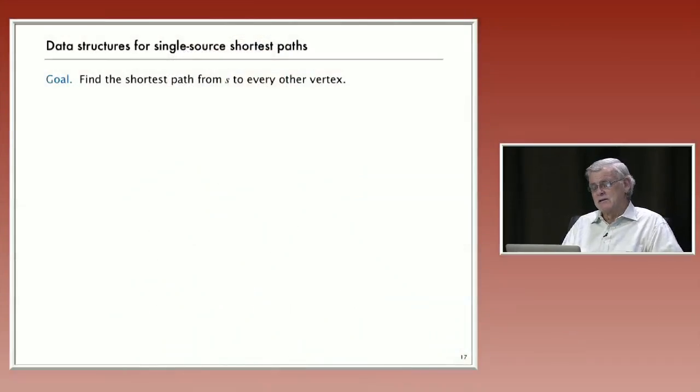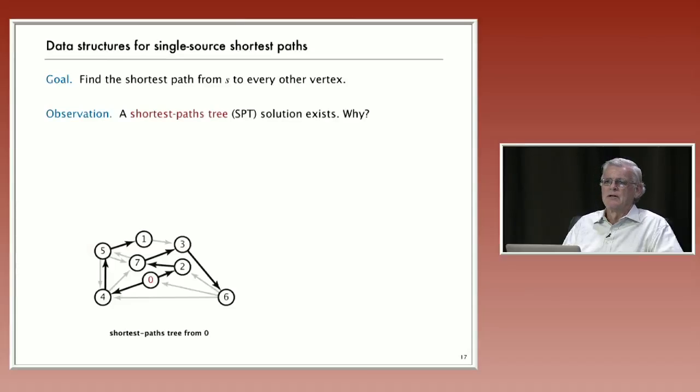To put all our algorithms into context and better understand them, what we'll do now is go through some basic properties of shortest paths in edge-weighted directed graphs. So what kind of data structures are we going to need, first of all? Our goal is to find the shortest path from S to every other vertex.